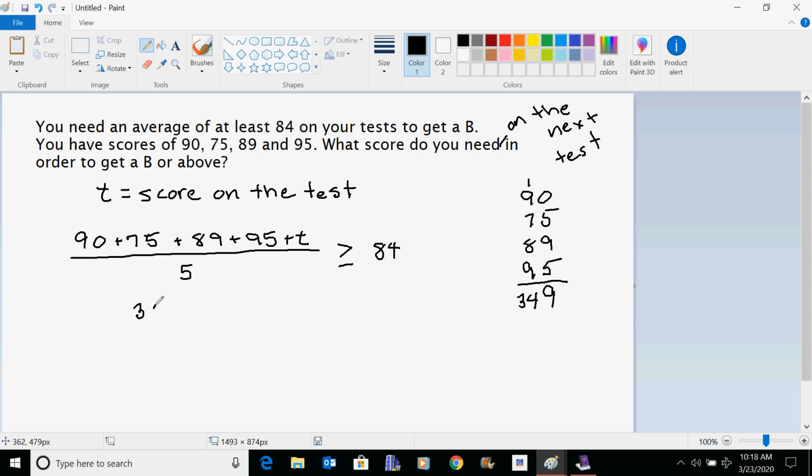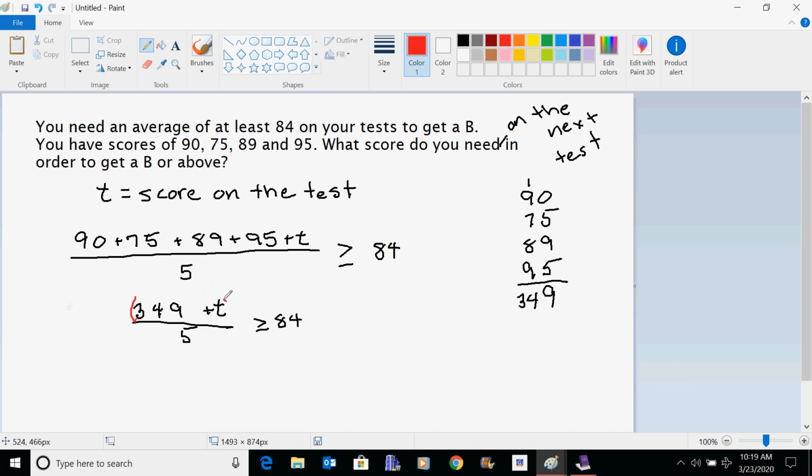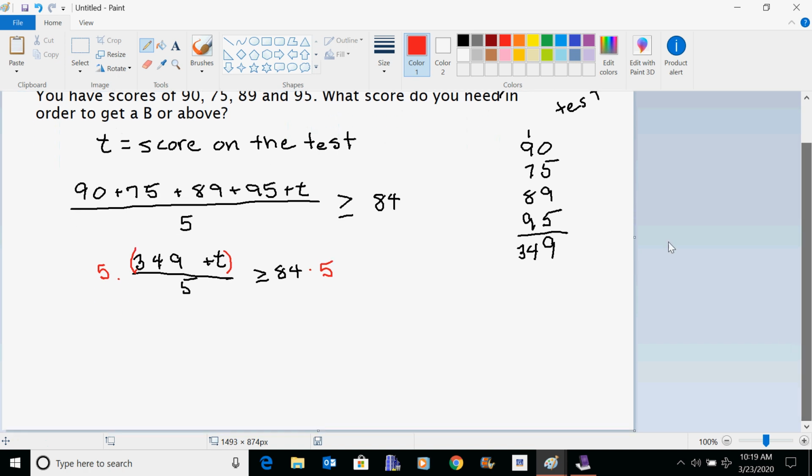So I have 349 plus t, divided by 5, is greater than or equal to 84. What I hope you remember is that you can put this in parentheses because it's in a grouping symbol and multiply both sides by 5 in order to get the variable by itself eventually. So when I do that, these 5's cancel out and you have 349 plus t. Let me fix this up a little bit.